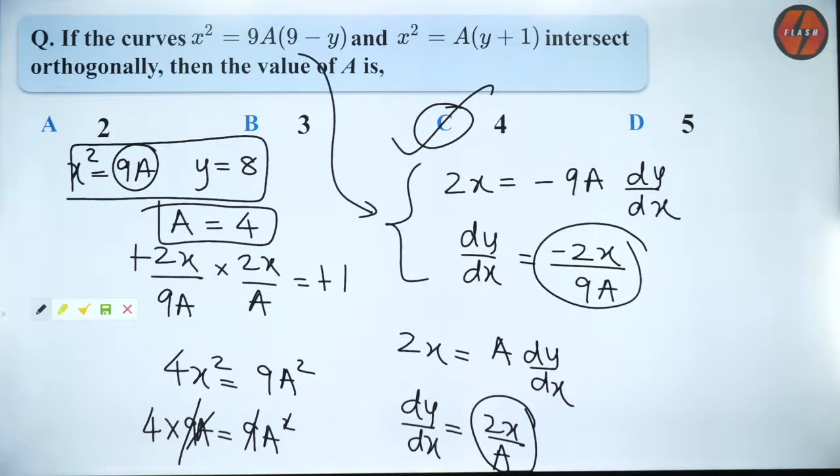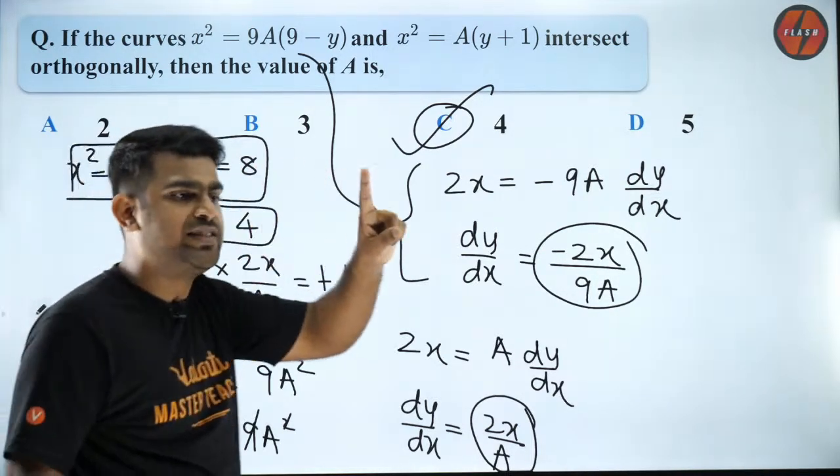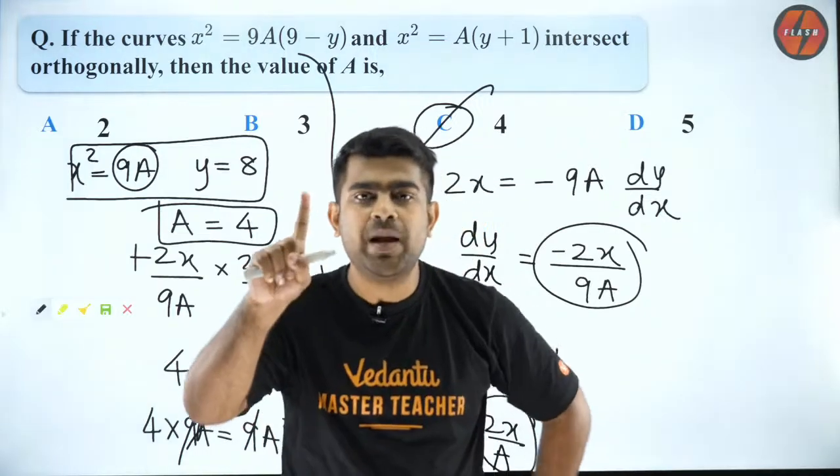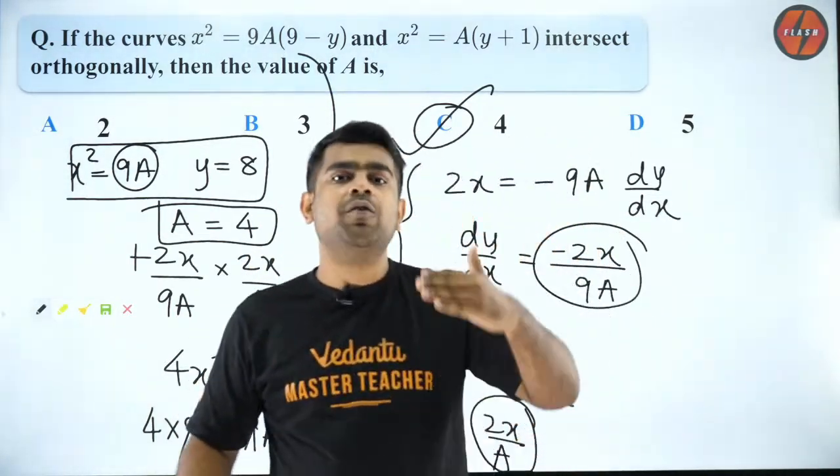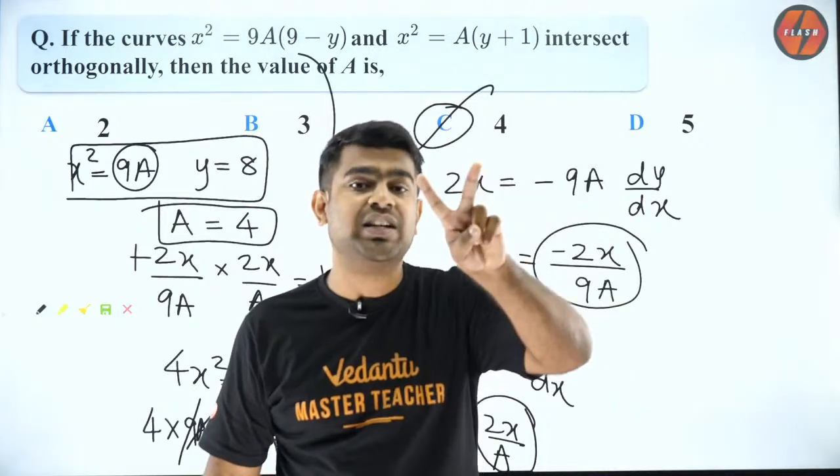This question was amazing, right? Matthew, I will explain it again. Please follow the steps. So first, what I did was, Matthew, I found out the point of intersection. That is the first step. Okay, first step is point of intersection. What is the second step? Second step is to find the slope of both the curves.